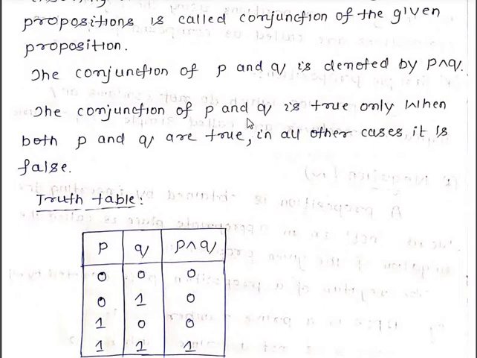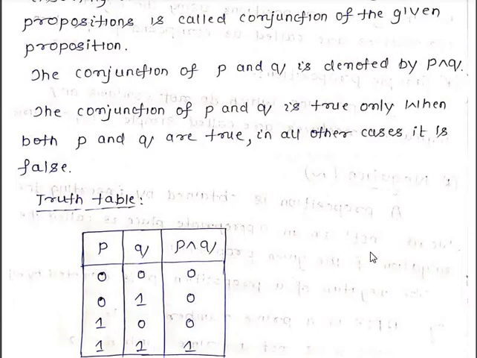P, Q. We have to take it as 0, 0; 0, 1; 1, 0; 1, 1. If P is 0 and Q is 0, P and Q will be 0. P is 0, Q is 1, P and Q is 0. P is 1, Q is 0, P and Q is 0. P is 1, Q is 1, P and Q is 1. In our understanding, let us try in a multiplication way. 0 into 0 is 0. 0 into 1 is 0. 1 into 0 is 0. 1 into 1 is 1.